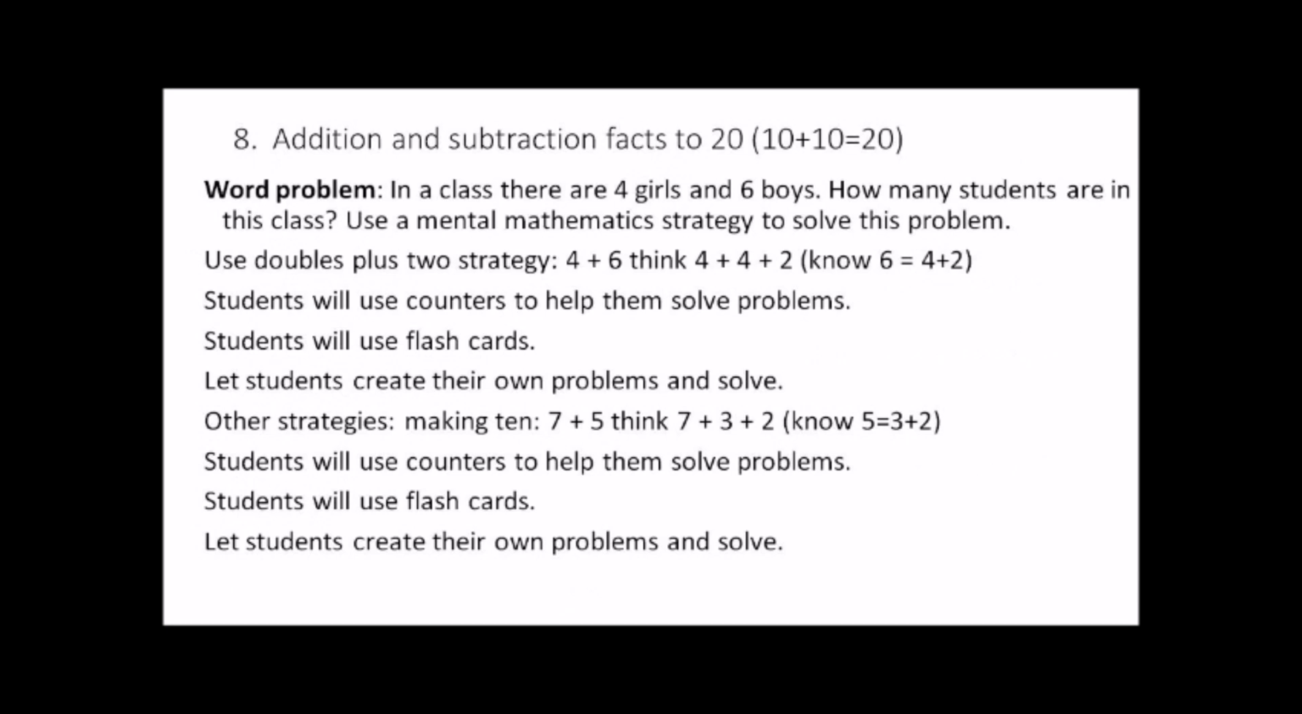Lesson 8, addition and subtraction facts to 20 still. There are 4 girls and 6 boys, how many students in the class? And we're using doubles plus 2 strategy here. So 4 plus 6 is 4 plus 4 plus 2.